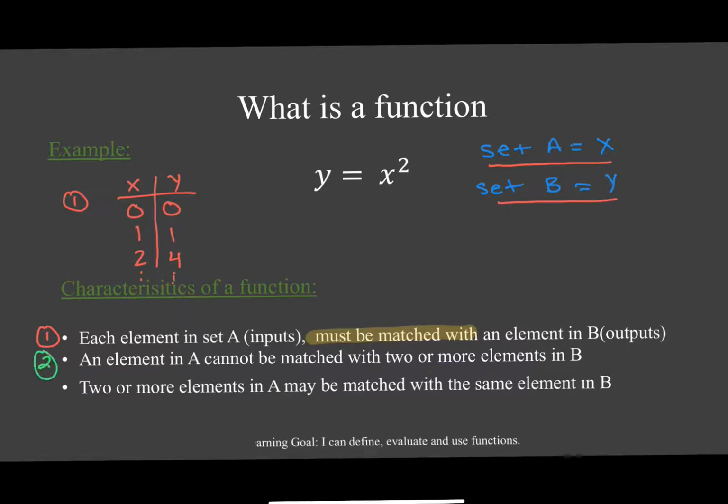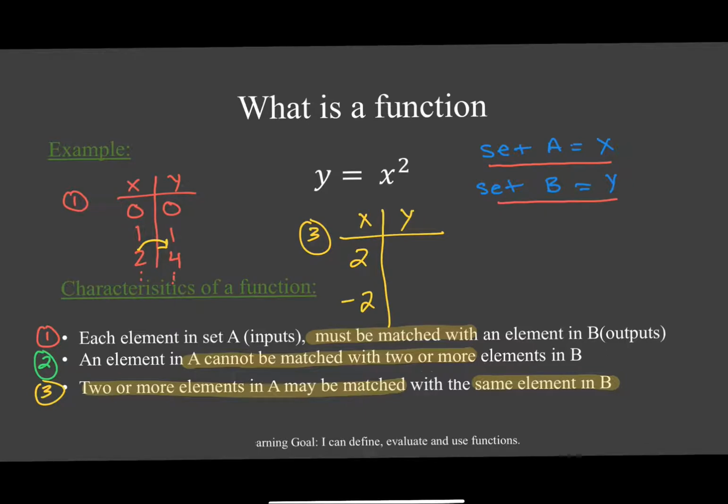And so the second characteristic says an element in A cannot be matched with 2 or more elements in B. Now all that means is that one input can't give me 2 separate outputs. So for example, if I plug in 2 for x, I'm going to have 2 squared. That's always going to give me 4. It's never the case that sometimes it's going to give me 8 or sometimes it's going to give me 6. Every input has exactly one output. And the last bullet point says that 2 or more elements in A may be matched with the same element in B. That just means that it's possible for 2 different elements in A, so 2 different input values, to give you the same end result. For example, here we could have x is equal to 2, which would give us an output of 4, but we can also plug in -2, which also gives us 4. And that is a perfectly fine characteristic of functions.